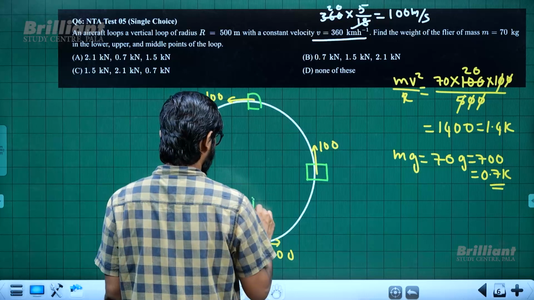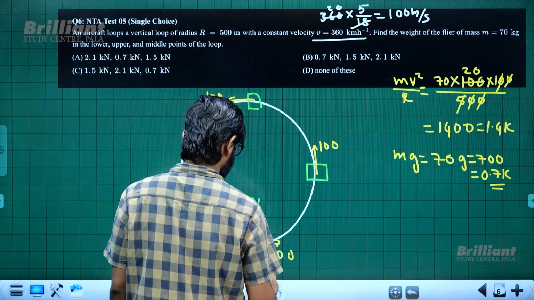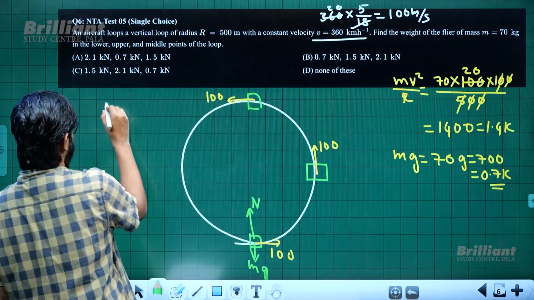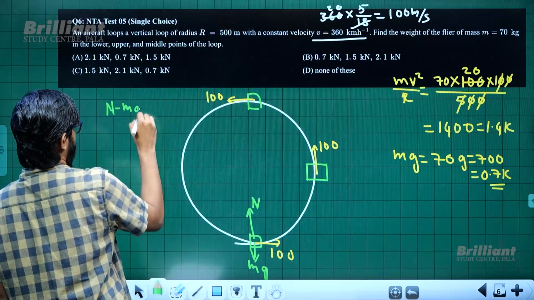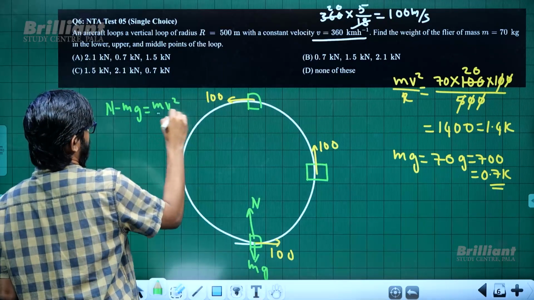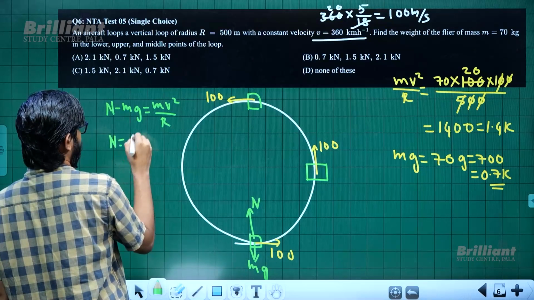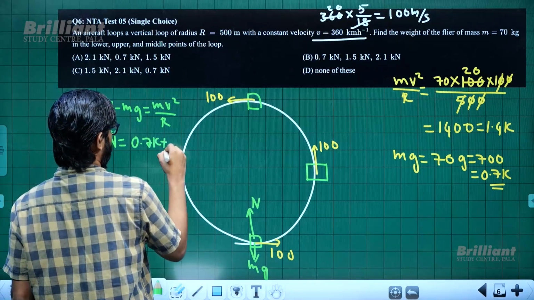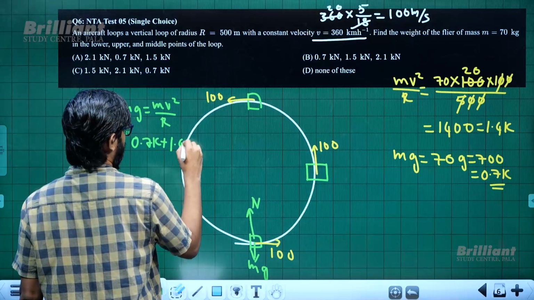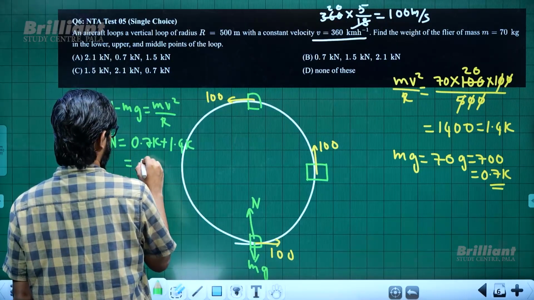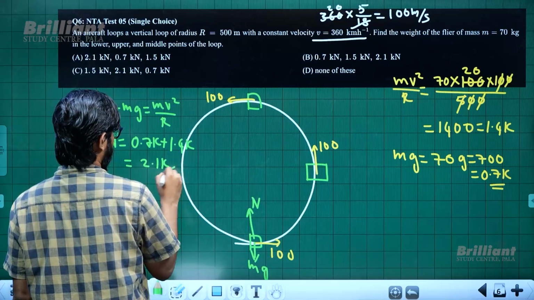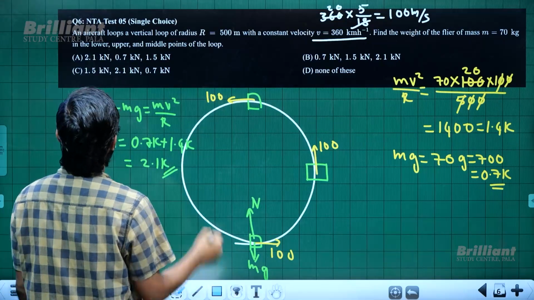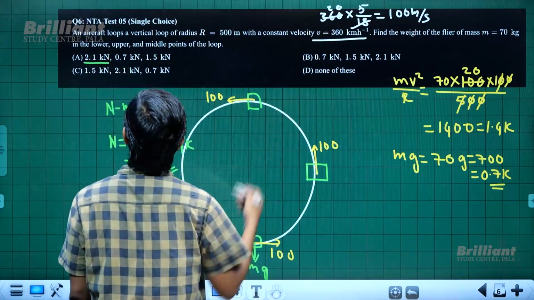Now what about the normal here? Normal here will be this way, mg will be this way. So normal minus mg equals mv square by r. So from here normal will be mg plus mv square by r. Mg is 0.7 K, mv square by r is 1.4 K. So which will be 2.1 K. At the bottommost point it will be 2.1 K.